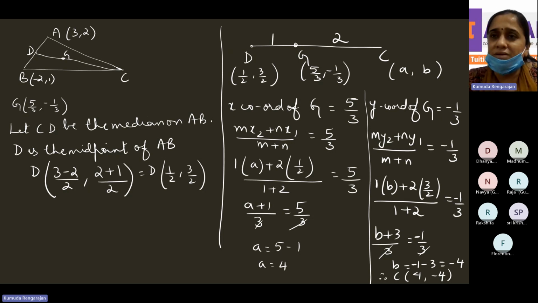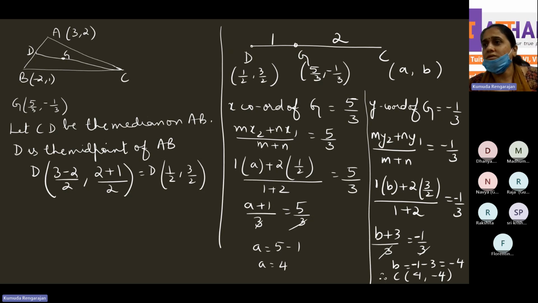So I've called it A and B, or you can call it X3, Y3, anything. So how do you start? When you know the X coordinate of the point of division, write that. X coordinate of G is 5/3. And under that, how do you find the X coordinate of G? Mx2 plus nx1 by m plus n is equal to 5/3. So on substituting the values here, you will get the value of A.